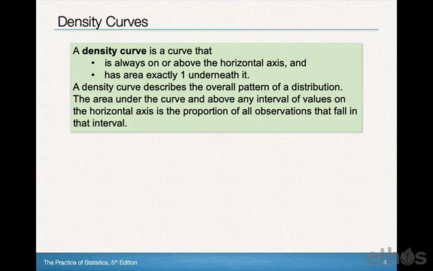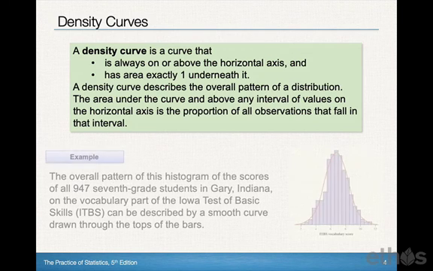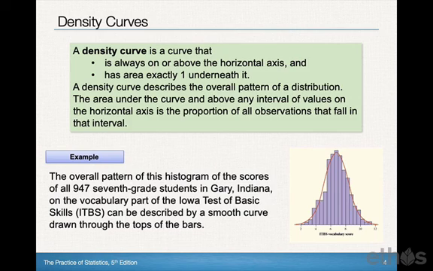So areas and proportions are going to be equivalent here, interchangeable words, basically. Take a look at this histogram for the Iowa Test of Basic Skills. This is a test they give to 8th graders here at GACS and in a lot of middle schools throughout the nation, not just in the state of Iowa, obviously. And this is the distribution of scores for 947 seventh grade students.